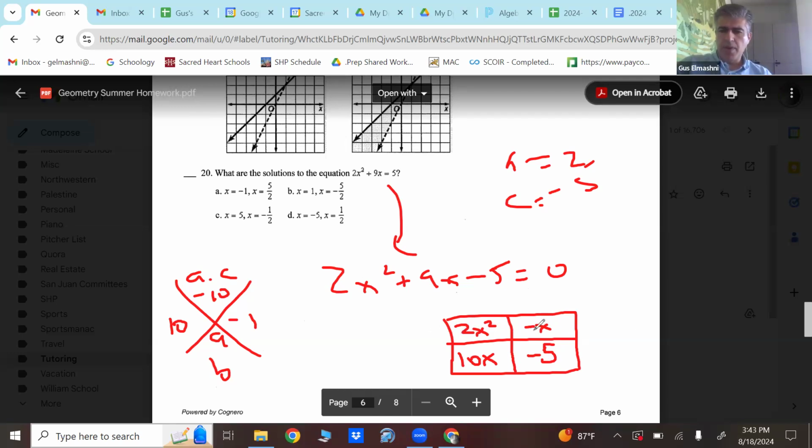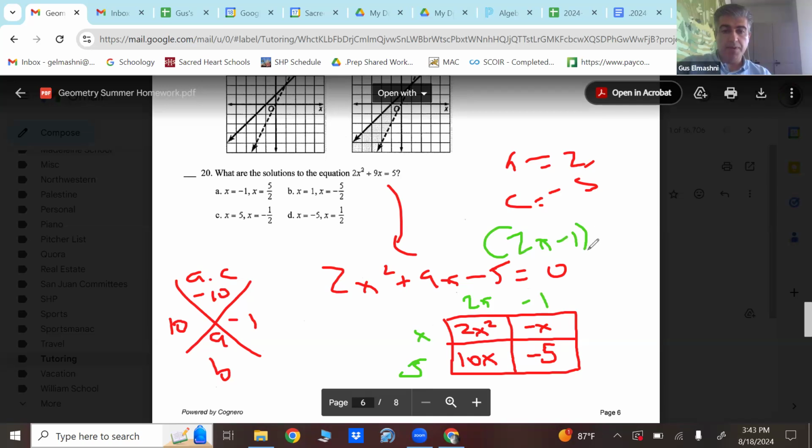So what do you take out of the first row? X. And then 5 here. Then be 2, 2x. And then be -1. So those are the factors, 2x and -1. So that's how we do the factoring.